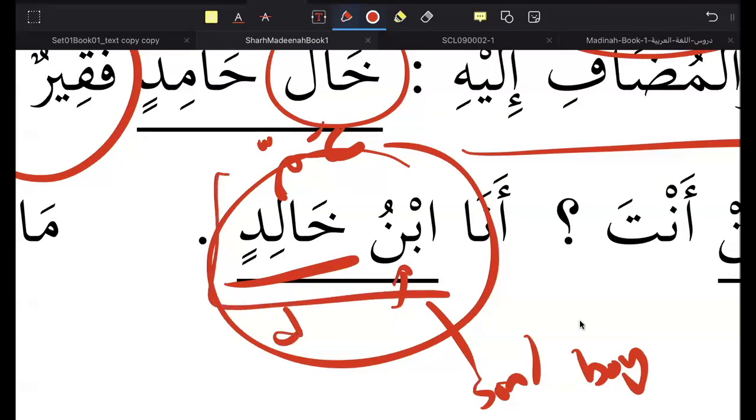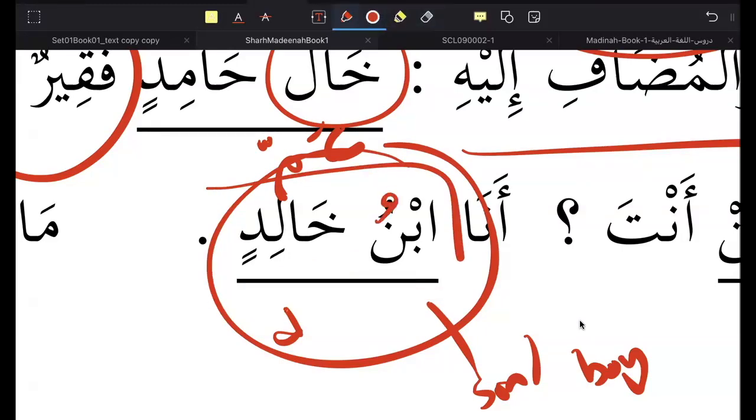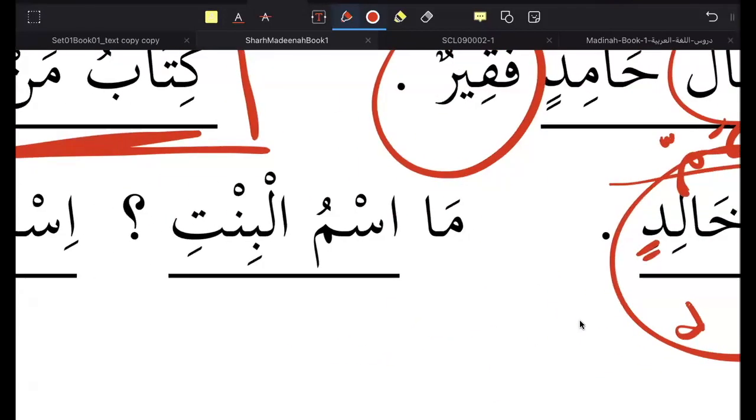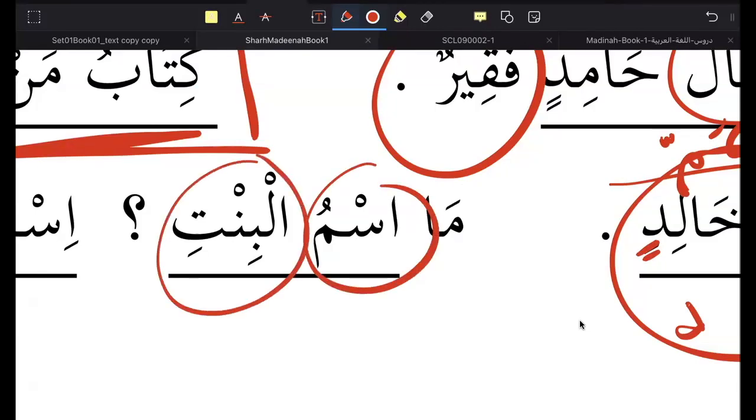So maybe it is mudaf ilayhi. Then you have to check. You have to check all the rules that you learned. The first one doesn't take alif lam, and the first one doesn't have tanween. So you have to check your rules. Same thing with ismu binti. Okay, so the name of the girl or daughter. Again, it has alif lam, so we know that alif lam is definite.